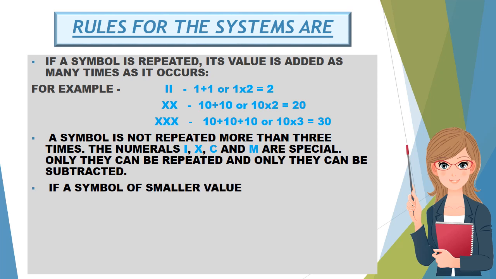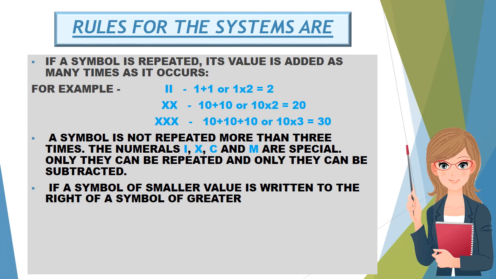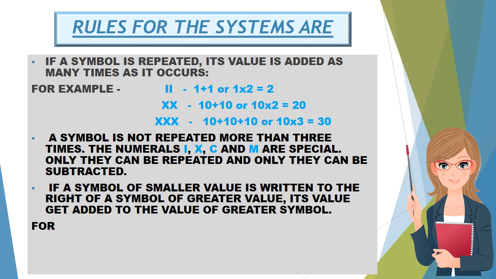Third rule: if a symbol of a smaller value is written to the right hand side of a symbol of greater value, what will we do with that? Its value gets added to the value of the greater symbol. What does it mean? Let us see with an example. VI, we know the value of I is 1 and the value of V is 5. The value of I is smaller than the value of V, so we add them together to find the value of this symbol. So 1 added to 5 gives us 6, which is the value of the symbol VI.